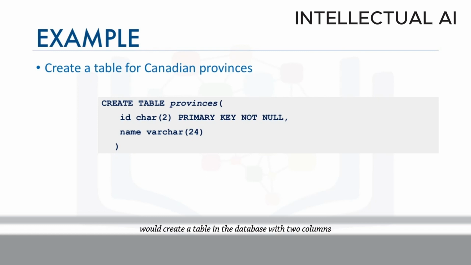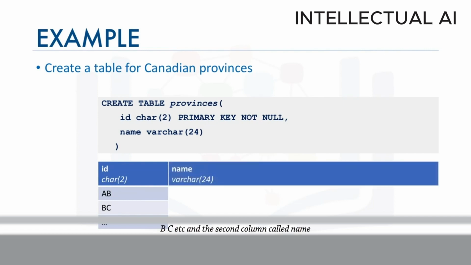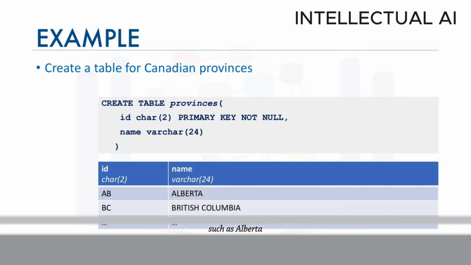Issuing this statement would create a table in the database with 2 columns. The first column, ID, for storing the abbreviated 2-letter province shortcodes such as AB, BC, etc. And the second column, called name, for storing the full name of the province such as Alberta, British Columbia, etc.